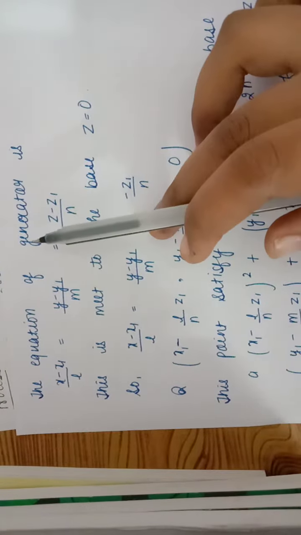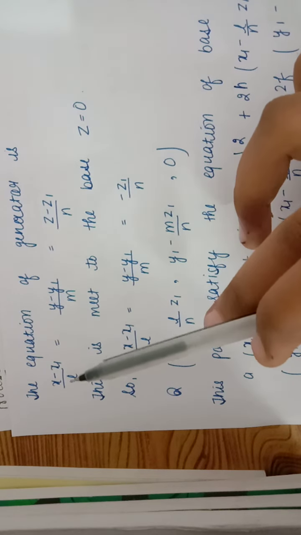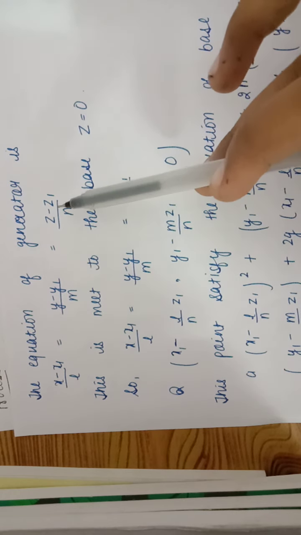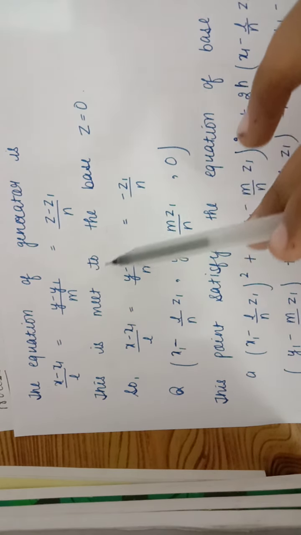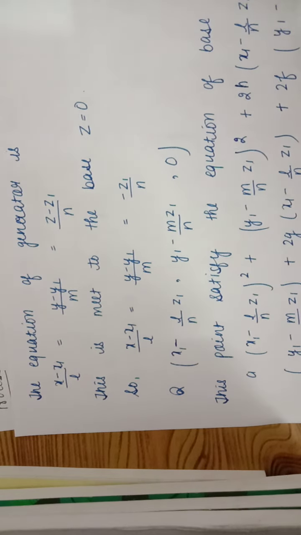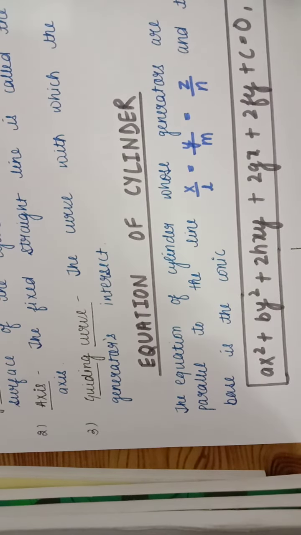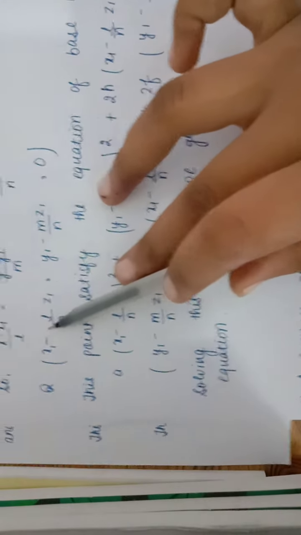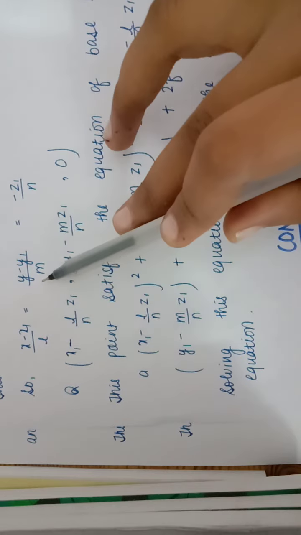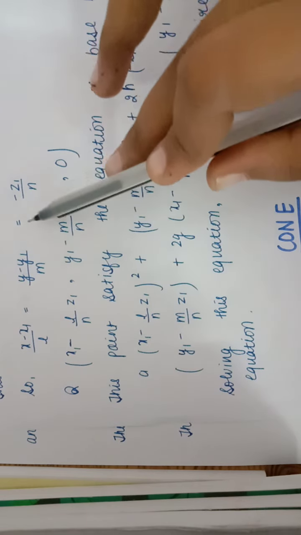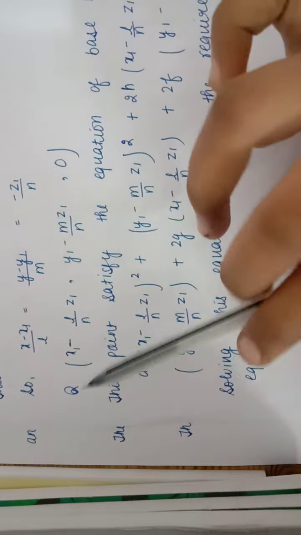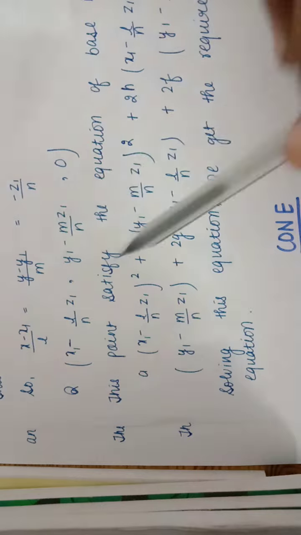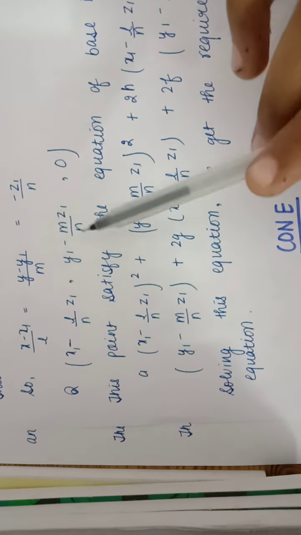The equation of this generator is (x − x1)/l = (y − y1)/m = (z − z1)/n. This meets the base z = 0, as here z = 0 is given. So (x − x1)/l = (y − y1)/m = −z1/n. So the point Q will be (x1 − (l/n)z1, y1 − (m/n)z1, 0).